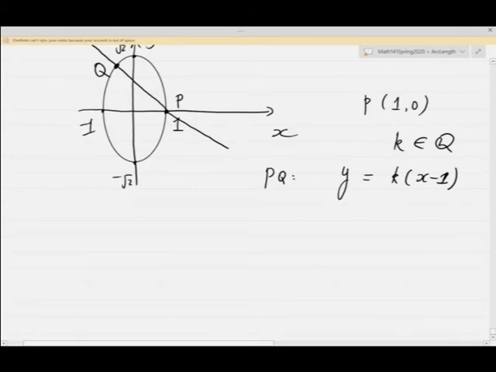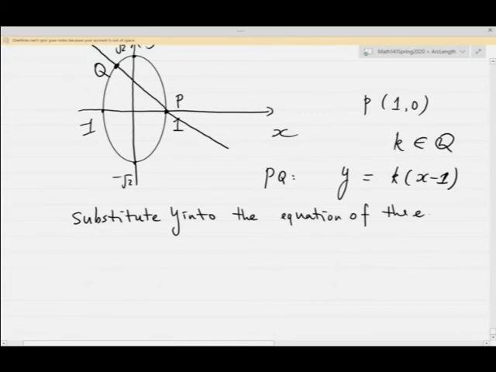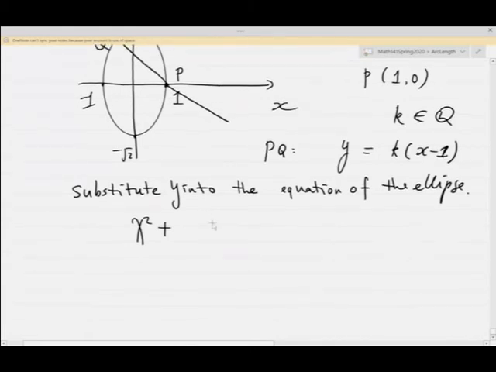Then substitute into the equation of this conic, this ellipse. Substitute y into the equation of the ellipse. Then we get x squared plus y squared over 2 is 1. We substitute y, so it's x squared plus K squared (x minus 1) squared over 2 is 1.